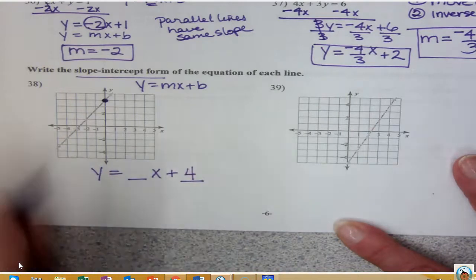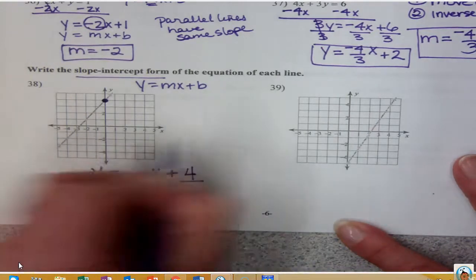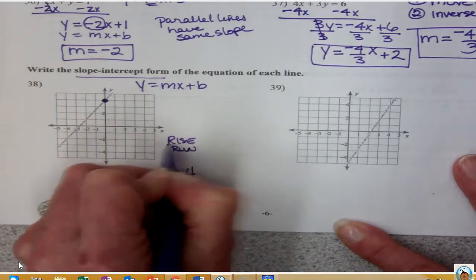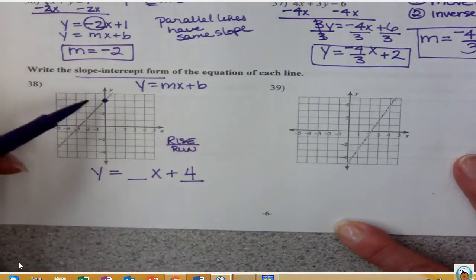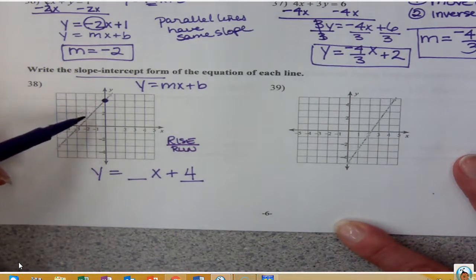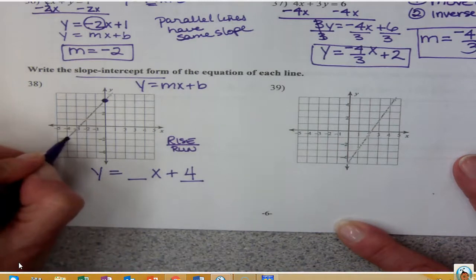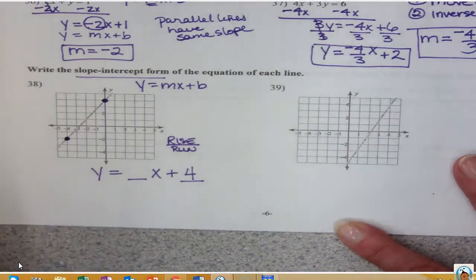Now to find my slope, I need to find the rise over the run. So I need to look and see where it is that crosses perfectly. That's not perfect. That's close, but that is not perfect. Do not pick that point. The next perfect point is right here where it crosses.